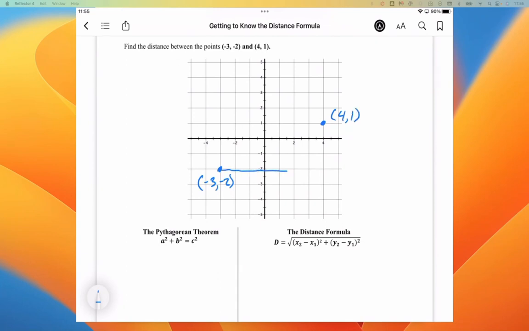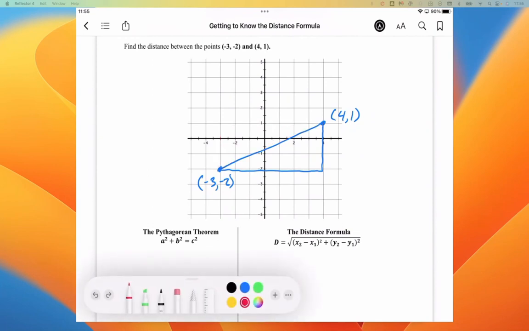And it's important to recognize that if we were going to use the Pythagorean theorem, we could use the right triangle that I've created in blue there, or we could use the right triangle that I've created in red here. Either one of these triangles would be useful in finding the length of the hypotenuse there, but we're going to go ahead and use the blue one.